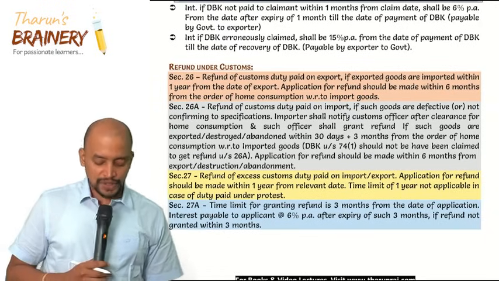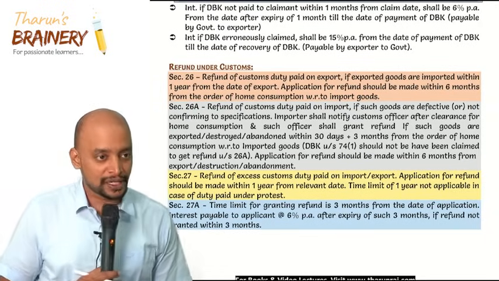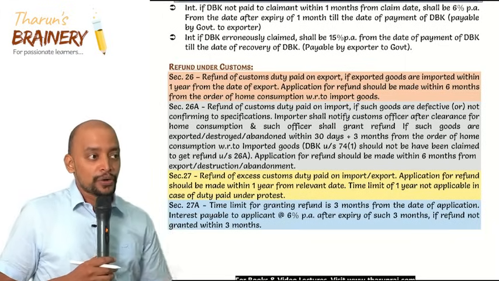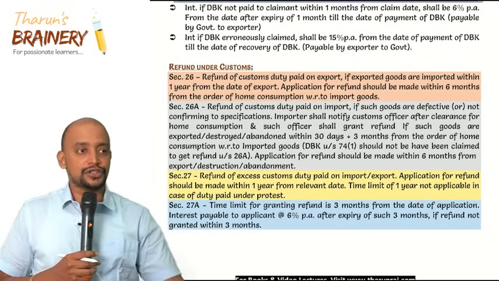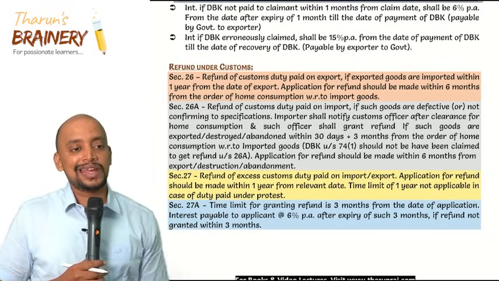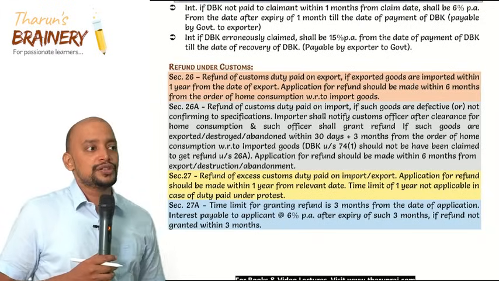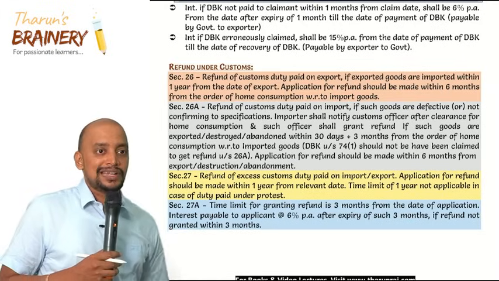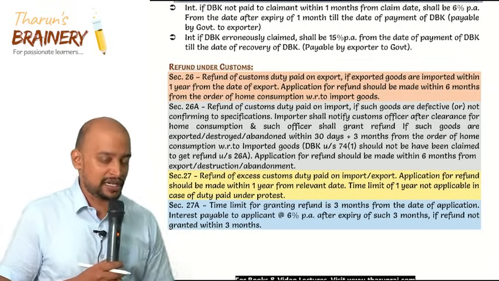Duty paid under protest means you are not accepting that you need to pay the duty, but just for the sake of getting the goods you paid it, you got the goods and then you go for appeal. That is known as duty paid under protest. In that case, if you win the appeal, there is no time limit to make application and all. So even if you apply after 1 year, 2 years, 3 years, you should get that money.